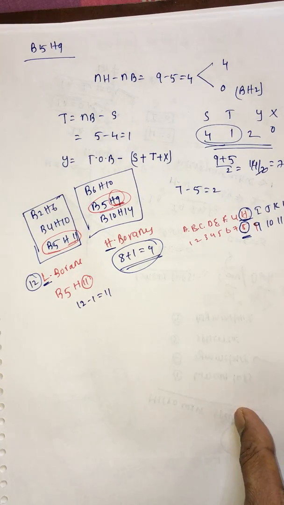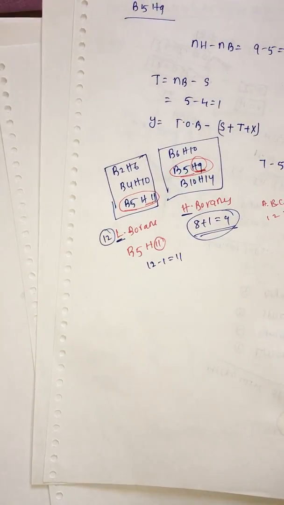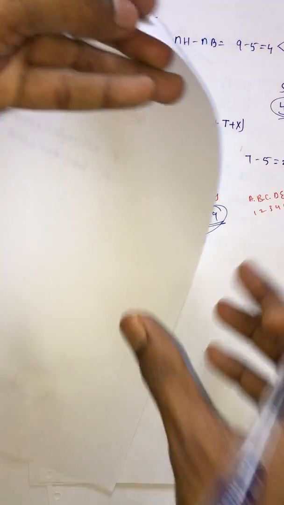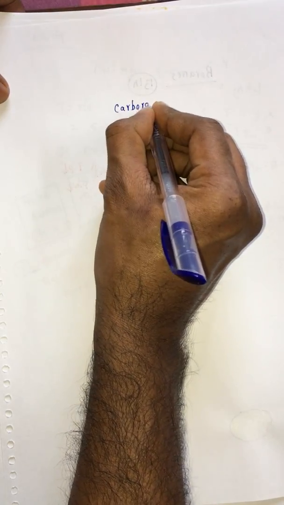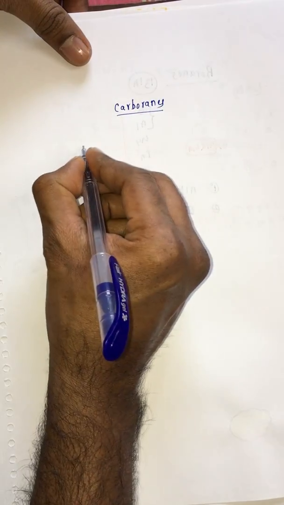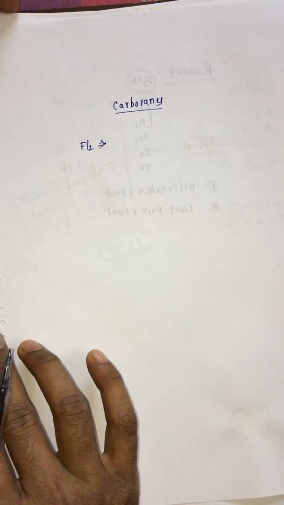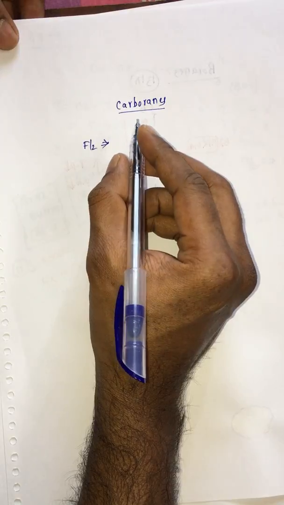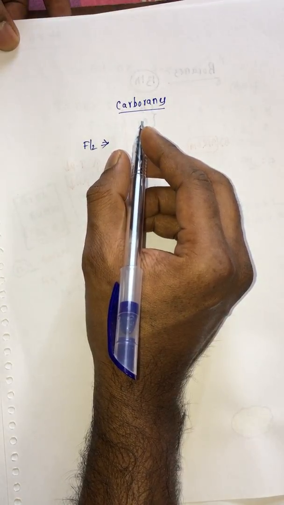And next we have carboranes. These are very important. In carboranes, the calculation of framework electrons is very important. If you want to calculate the framework electrons for carboranes, there is a principle.